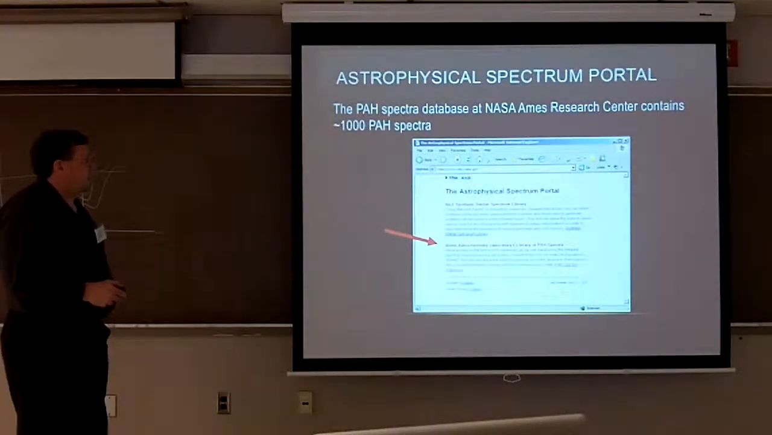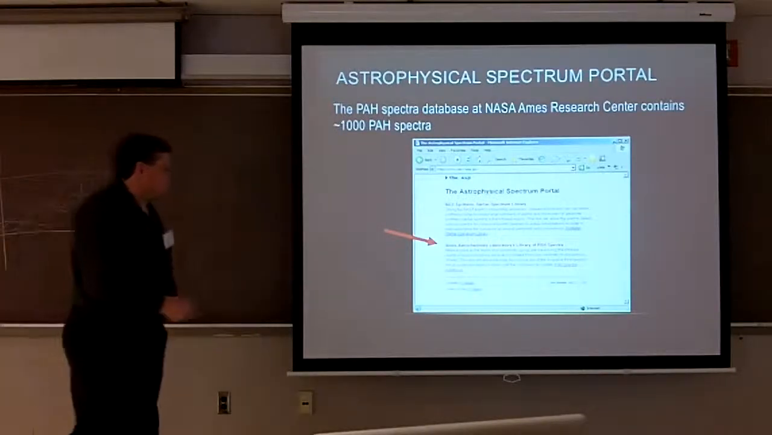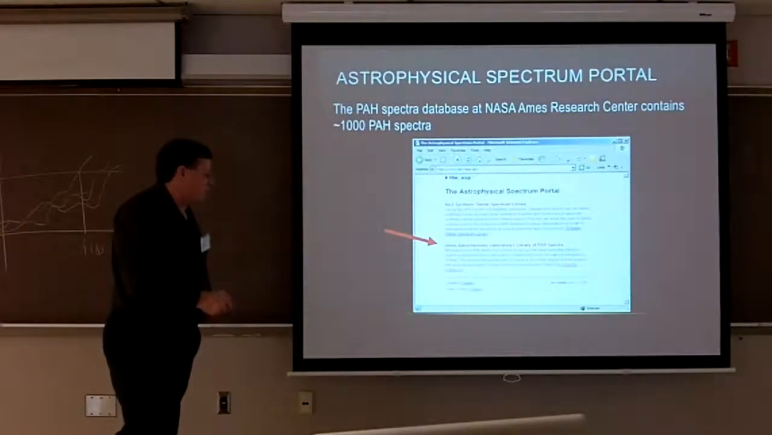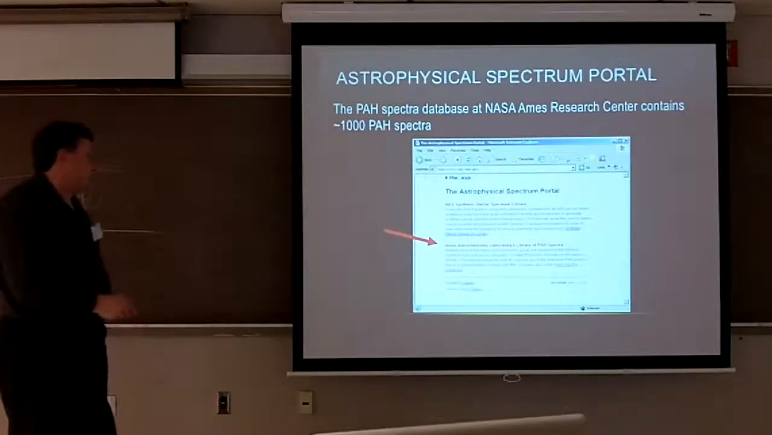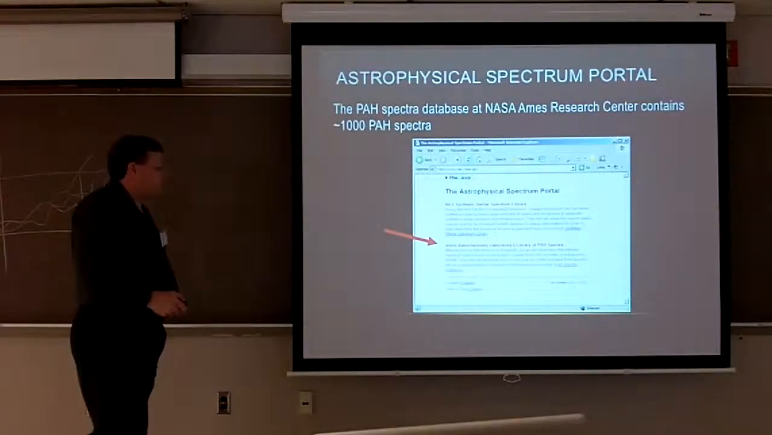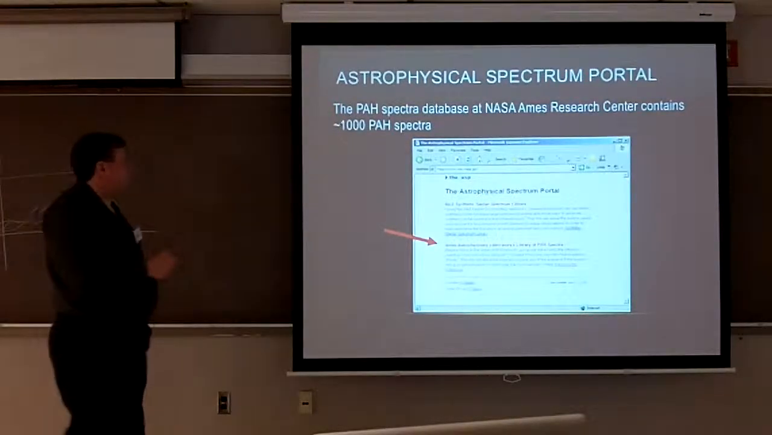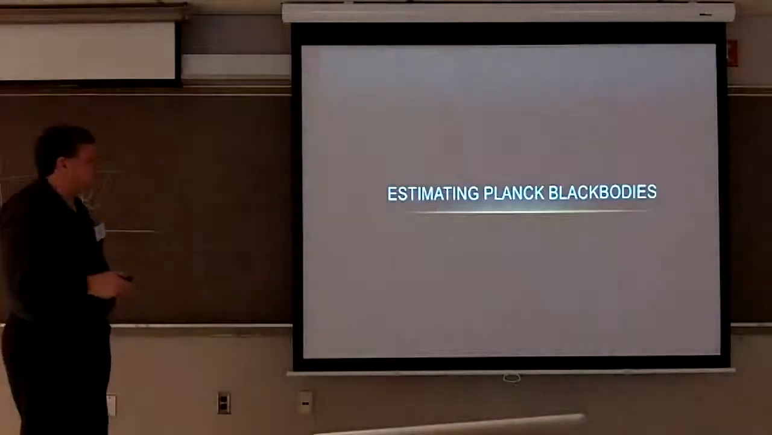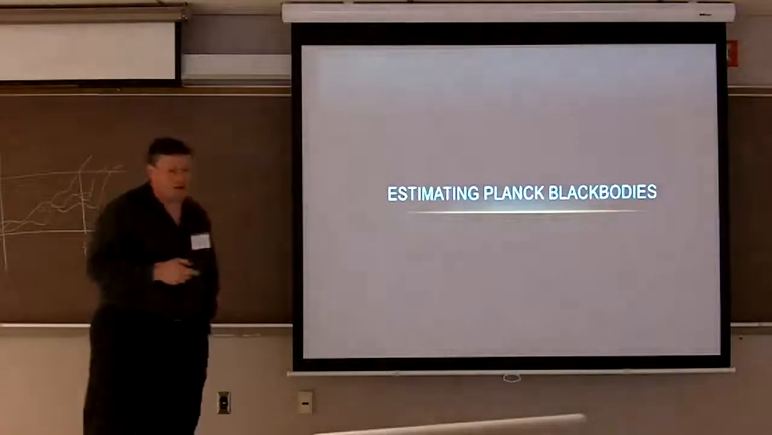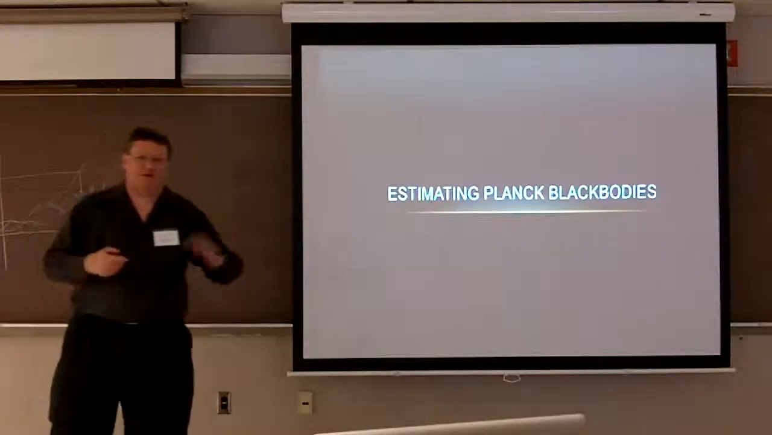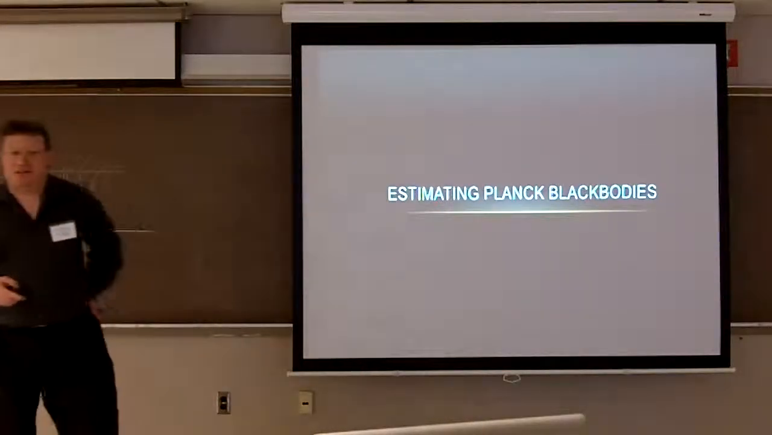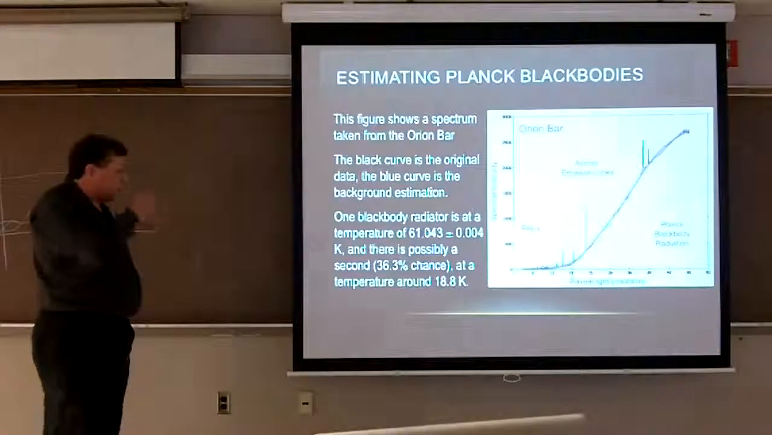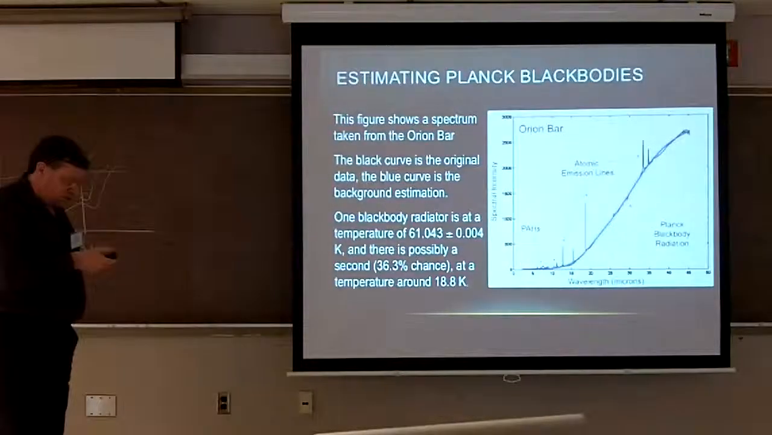The database at NASA Ames now exists, that I don't know if it's public or not. I haven't looked for a while. I've got the data directly from them, but this is the portal, and you can get PAH spectra for around 1,000 different species. So one of the things we started with first was, well, let's try to handle the Planck black body radiation. Let's get rid of this background signal. And this was an interesting lesson.